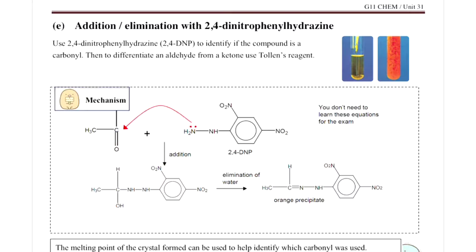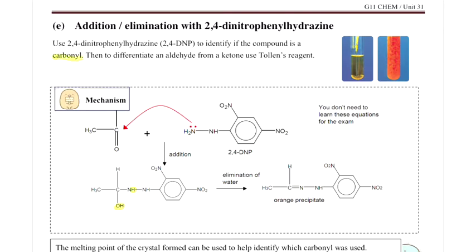And after that, you can see elimination of water is going to happen. So it will eliminate the water from here, and it will form the C=N double bond in the end. Again, the whole process is not required and the product will not be required here. But this is a good way to test for the presence of the carbonyl group in the compound.